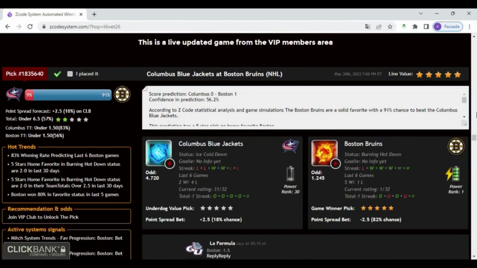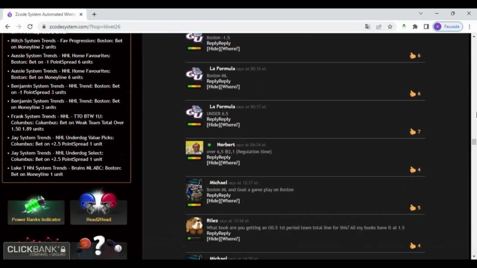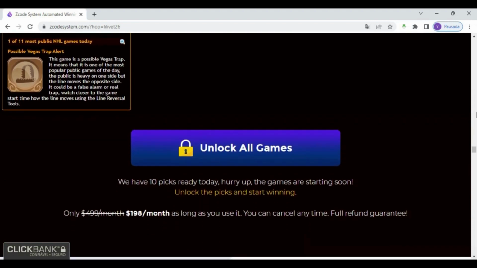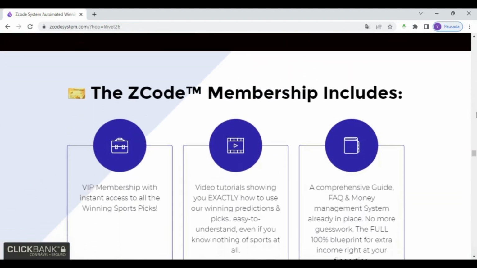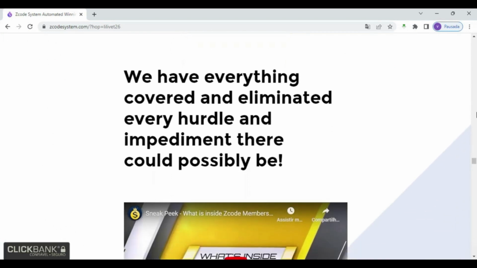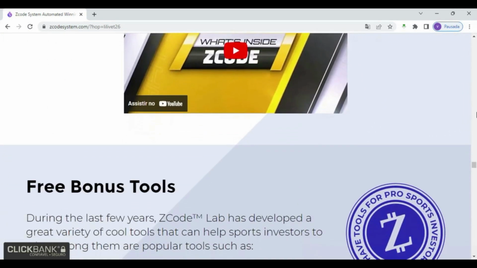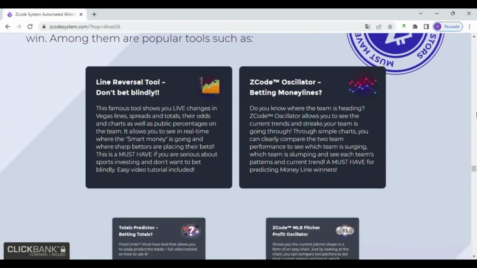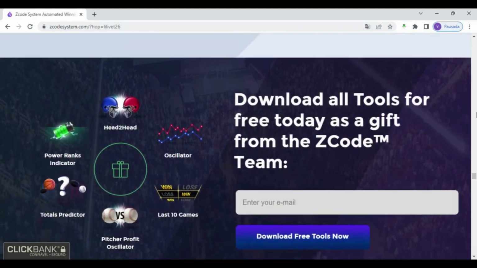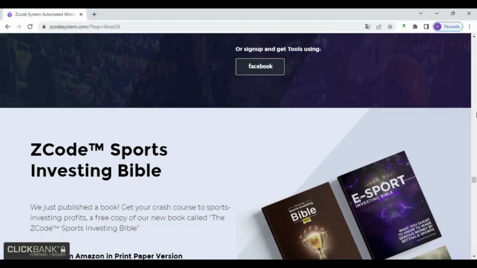In short, ZCODE system is a reliable and secure platform for online gambling. With its wide variety of games, payment and withdrawal options, and exclusive bonuses and promotions, this platform is an excellent choice for anyone looking for an exciting and convenient gaming experience. However, it is important to remember that online gambling involves risks and should be treated responsibly.